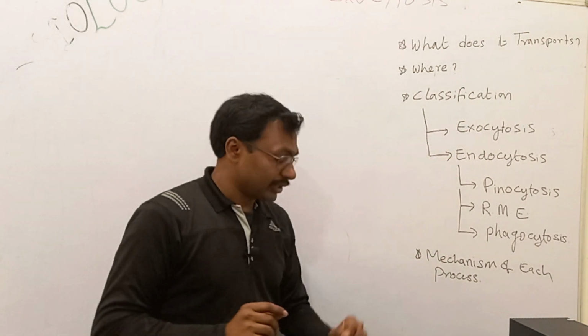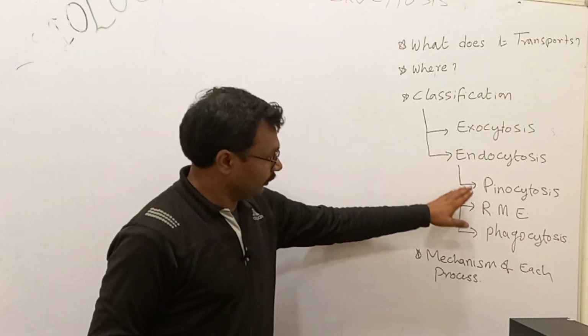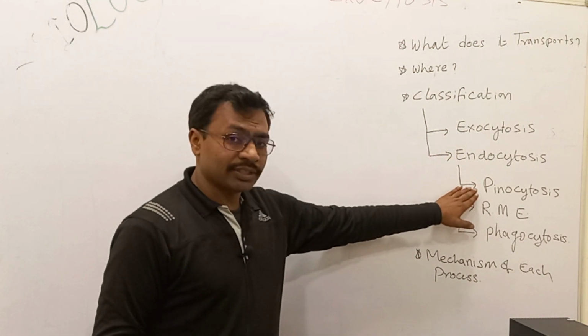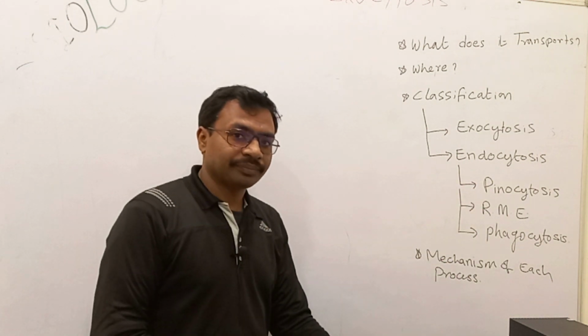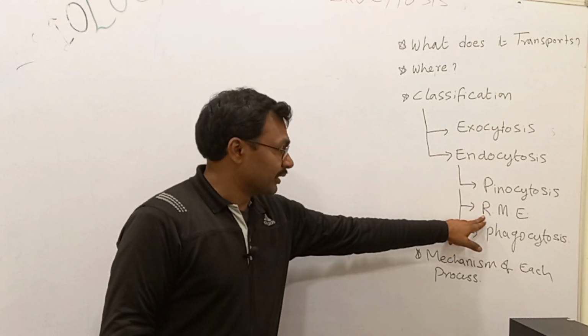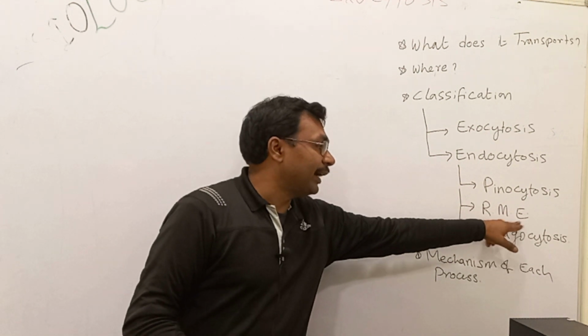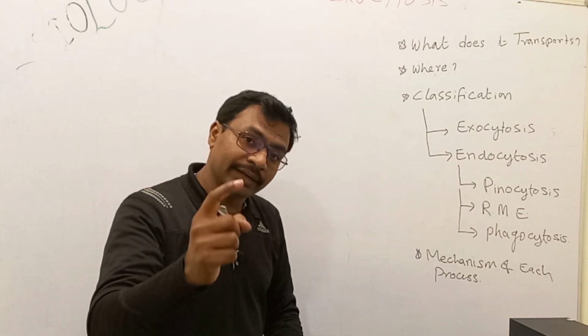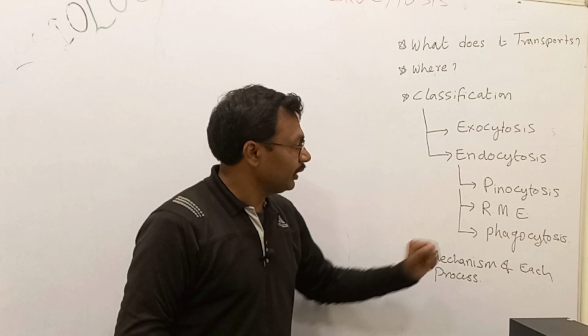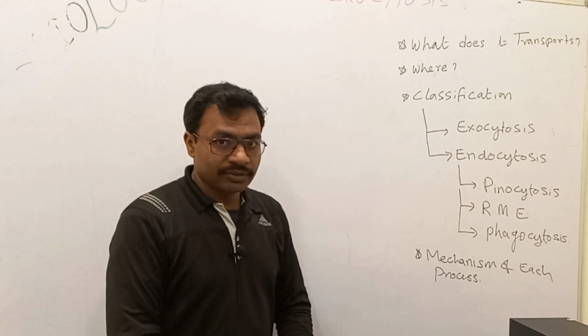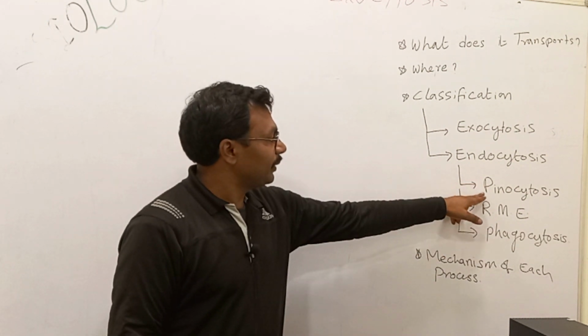And coming to endocytosis, we have three varieties. One is pinocytosis, meaning cell drinking. The second one is receptor-mediated endocytosis. And thirdly, phagocytosis. Let's see pinocytosis.